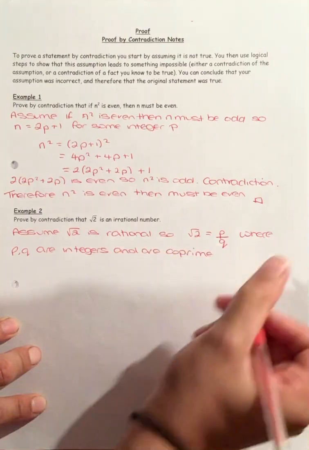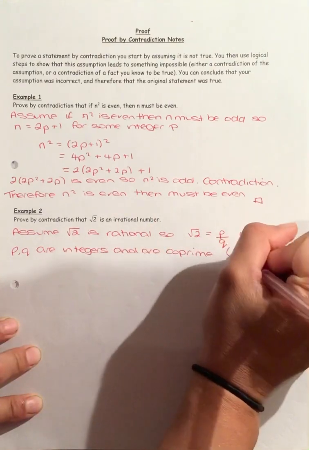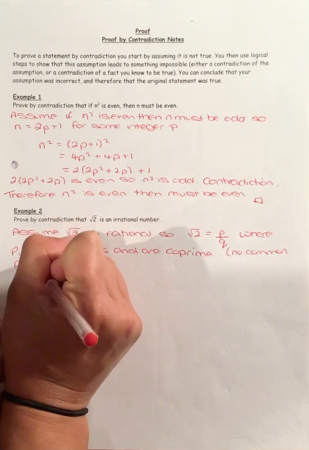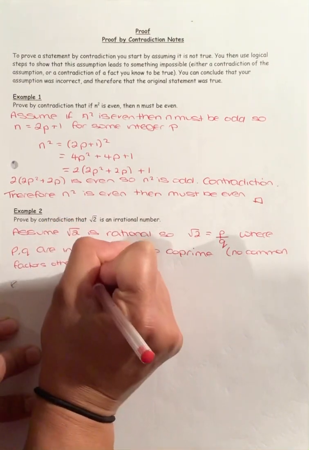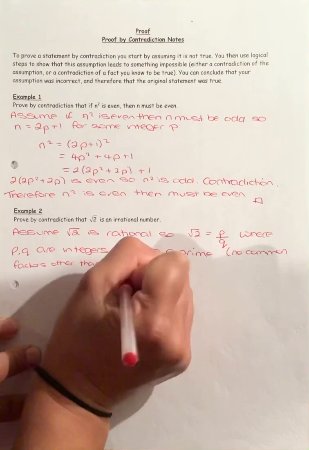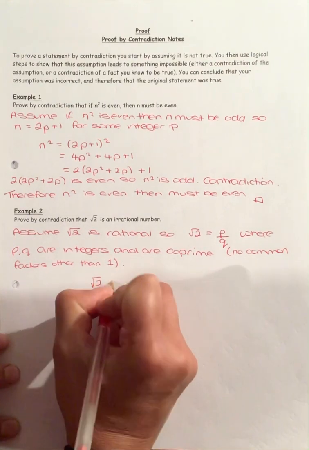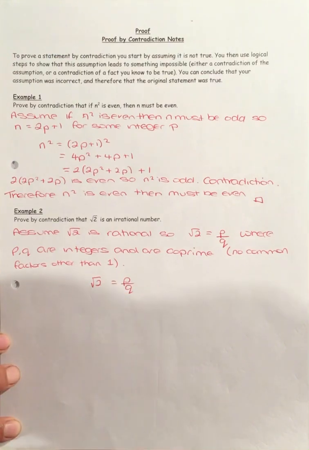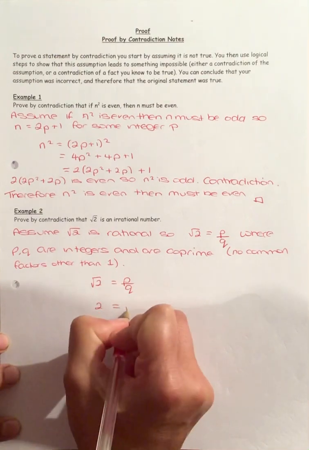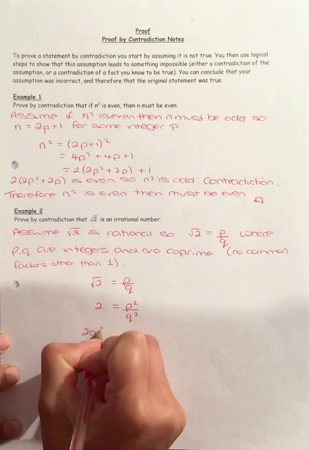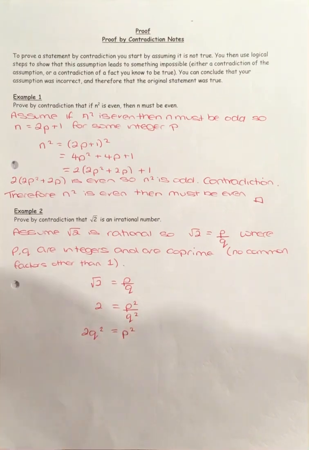So that would mean they are co-prime. Let's just make a note of what that means: no common factors other than 1. So if root 2 can be written as p over q, we can make that look a little bit nicer by squaring both sides. 2 must be p squared over q squared. And if I times both sides by q squared, that tells me 2q squared equals p squared.